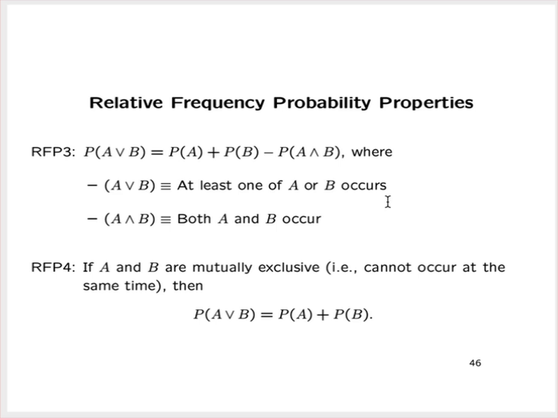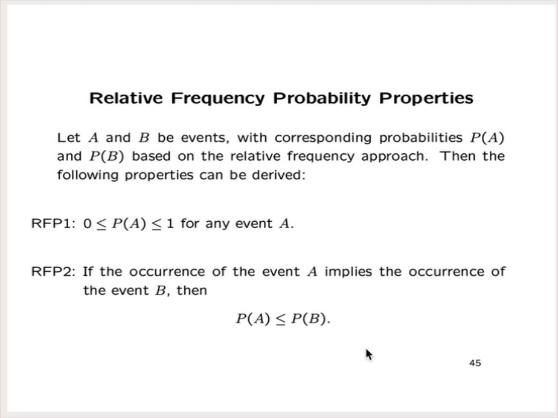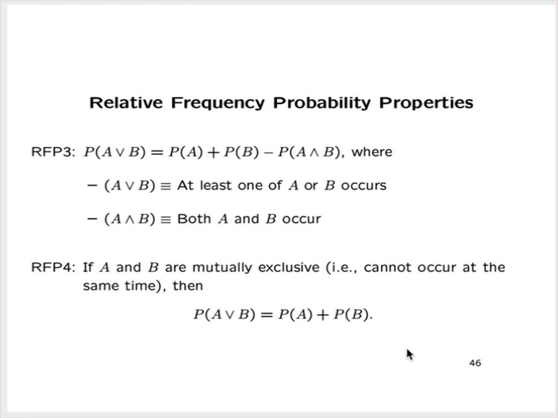In fact, now we have three, because these first two RFPs can be shown to be true for classical probabilities as well. All right, so anyway, we've got three properties here that are common to both classical and relative frequency probabilities.